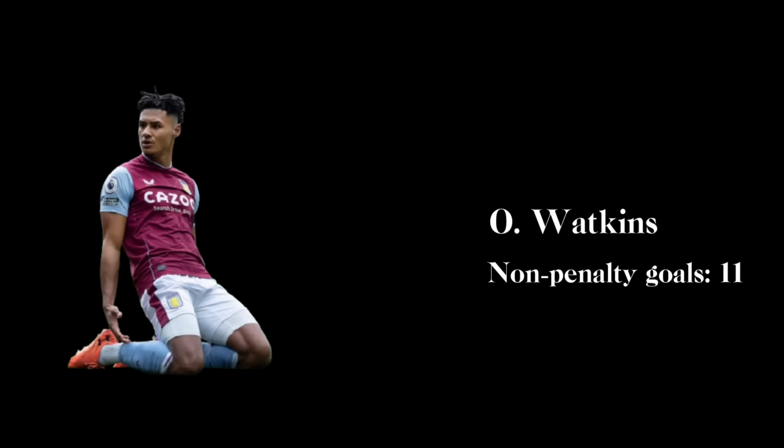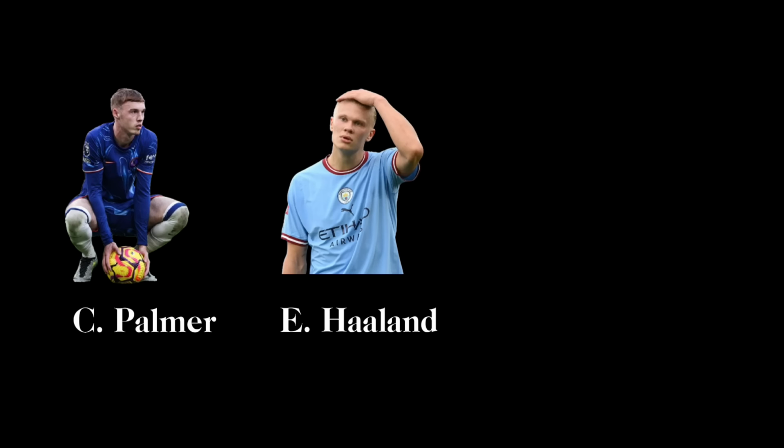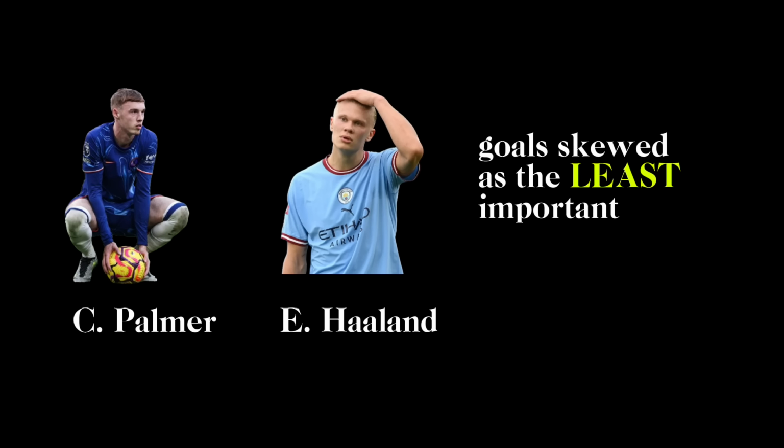According to my metric, Ollie Watkins' goals skewed as the most important among players who scored at least 10. All but one of his 11 goals either tied the game or gave Aston Villa the lead. On the other hand, Palmer and Haaland's goals skewed as the least important. This aligns with some media narratives about these 2 players this season, that neither had a particularly good year.